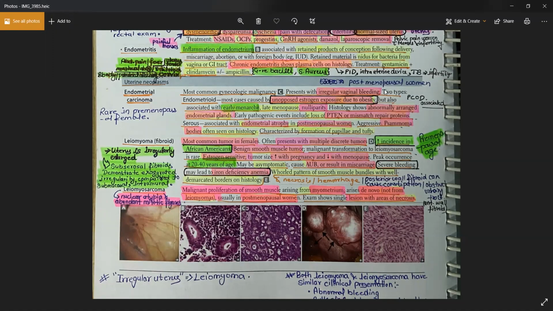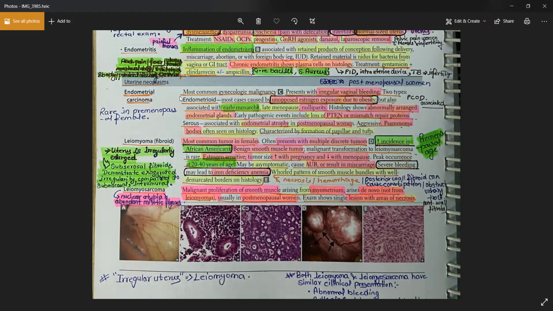It could be due to two types. One is the endometrioid type, and the second is the serous type. Serous type will happen in postmenopausal women, and that is associated with endometrial atrophy. And importantly, in the serous type, you will find psammoma bodies. So in a postmenopausal female, if you perform a biopsy of the endometrium and find psammoma bodies there, you will find the serous type of endometrial carcinoma.